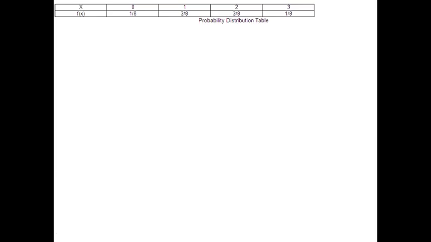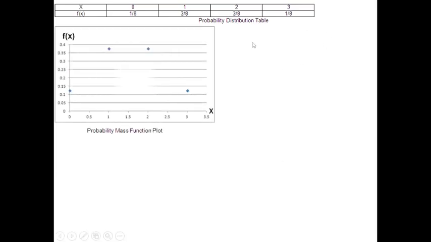So this is another way on how to represent the probability distribution, by means of a probability mass function plot. So in here we have the x-axis and the f of x axis.